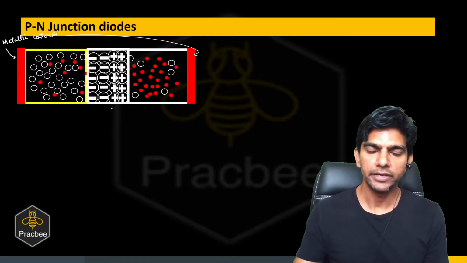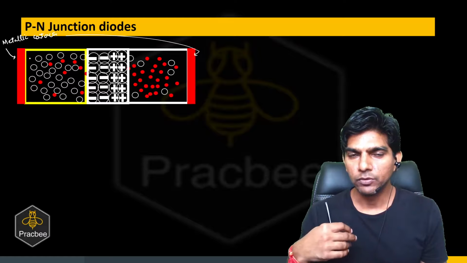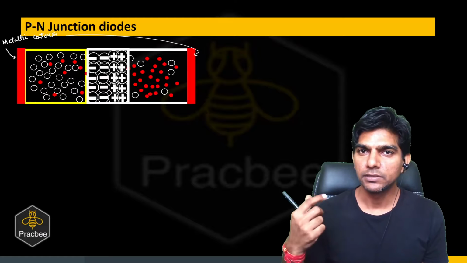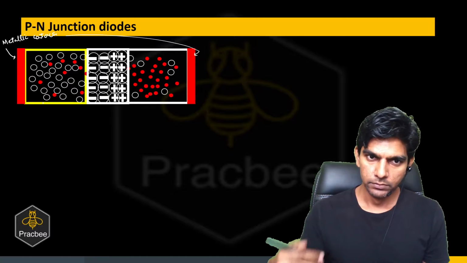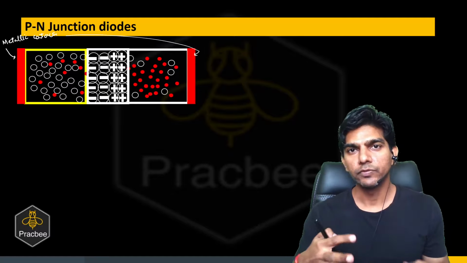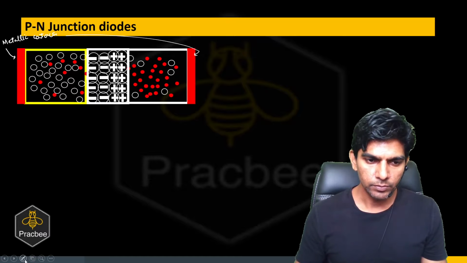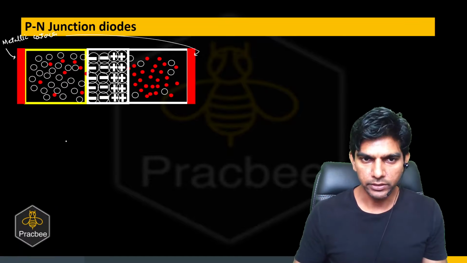This is also a metallic contact, right? So why do we provide metallic contacts? So that we can connect this PN junction with an external source or a battery, and with that battery we can alter the electric field at the junction. So let us see a very basic case when there is no battery connected.